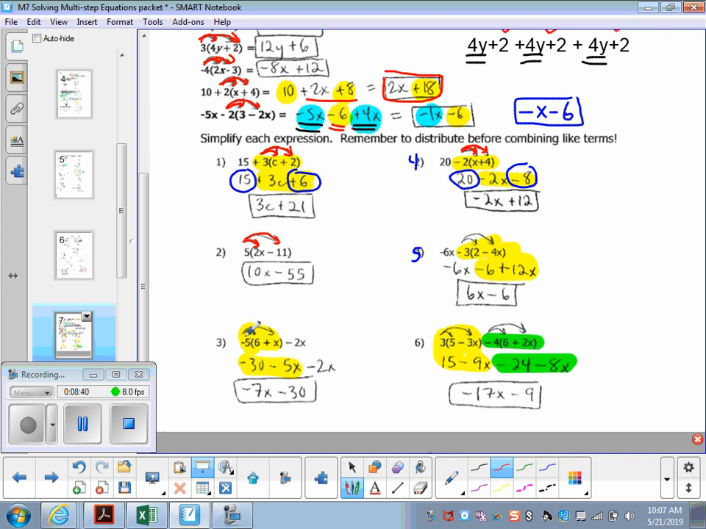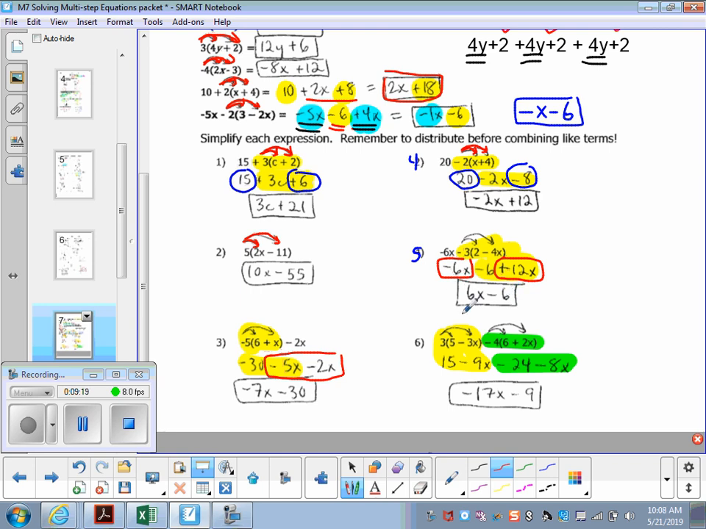For number 3, we're going to distribute first. I get a negative 30, and negative 5 times x is negative 5x. And now when I combine like terms, there's the negative 7x, and my constant's a negative 30. All right, we already did this one, so now I'm on number 5 right here. This negative 3 times 2 is this negative 6. Negative 3 times negative 4, a negative times a negative is a positive 12x. Now we're ready to combine like terms. We have x's that can combine together. So negative 6 plus 12 is where I get this 6x. And my negative 6 here stays as the constant.